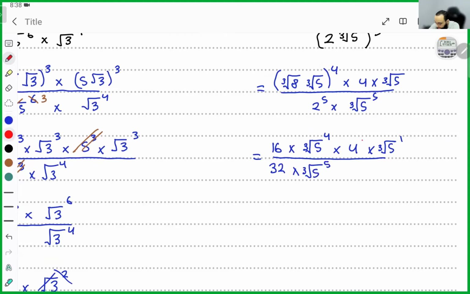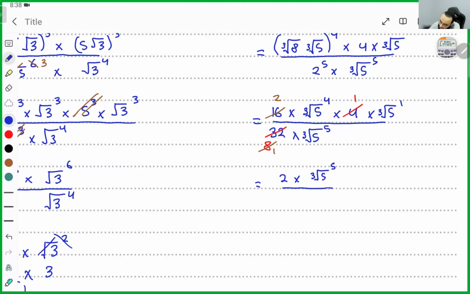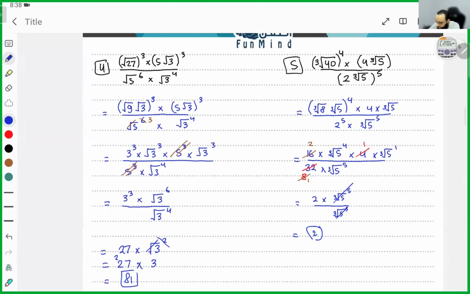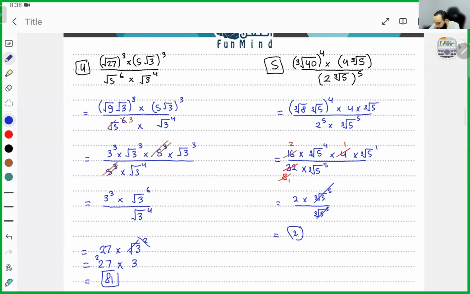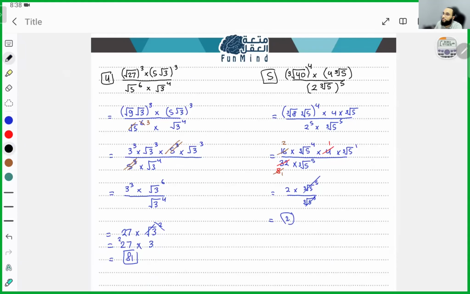Divided by 4, up and down, 8. Again, divided by 8, 1 and 1, divided by 8, 2. Then up, it's 2 times cubic root 5 power of 5, and down, it's cubic root 5 power of 5. Then the answer is 2. You got it? Yes, I got it. Yes, Talia.